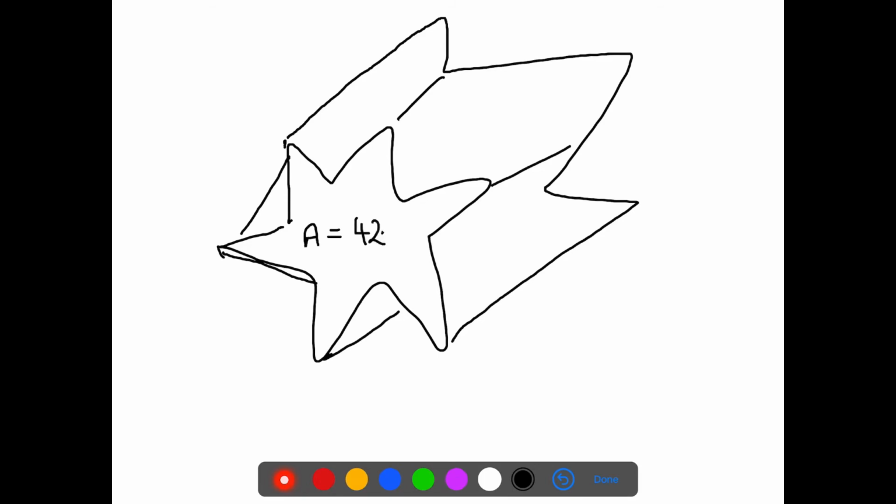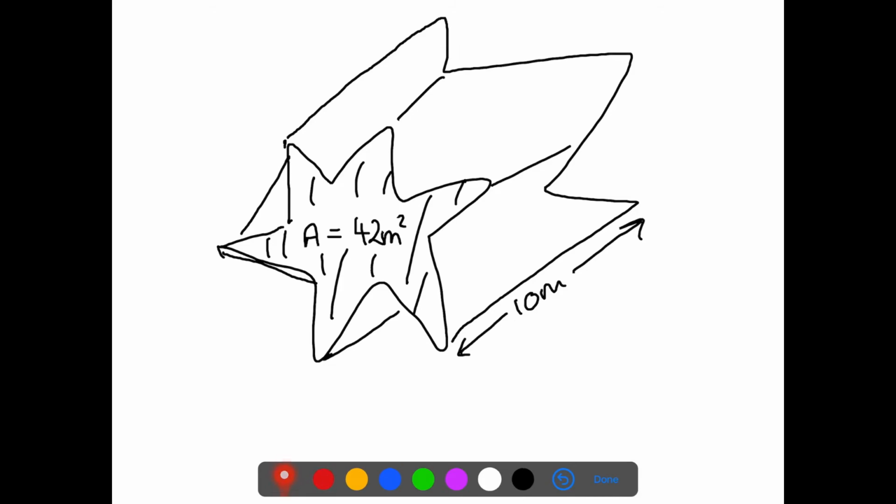And they might tell you that the area is 42 metres squared. And they might tell you that this here is 10 metres. So all you need to do really, rather than actually working that out, you don't need to find the area of this because it's told it you. So the area of the cross section is already given to you. And it wants to know the volume. So what is the volume?